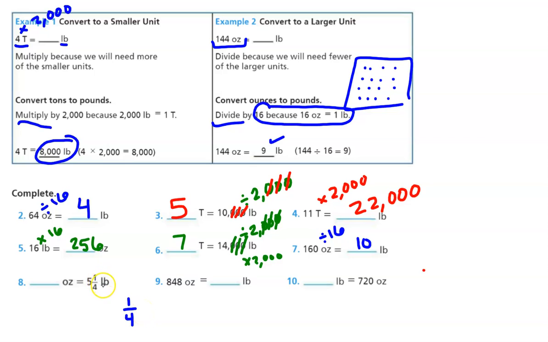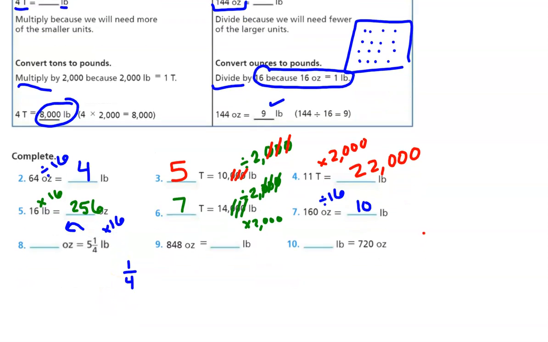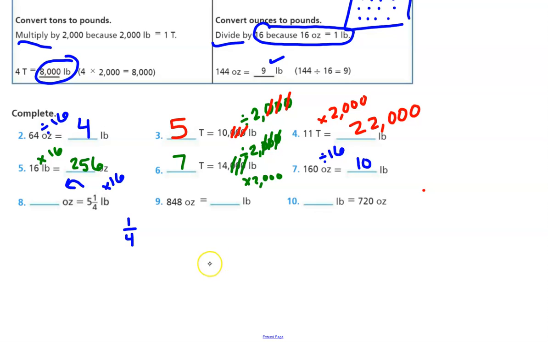But basically, I am going from pounds to ounces, which means I am converting to a smaller unit. And so that means I'm going to end up multiplying. So what am I multiplying it by? I'm multiplying it by 16. So I need to take 5 1/4 and multiply that by 16. So I'm going to shoot down here real quick. 5 1/4 times 16 is what I'm trying.